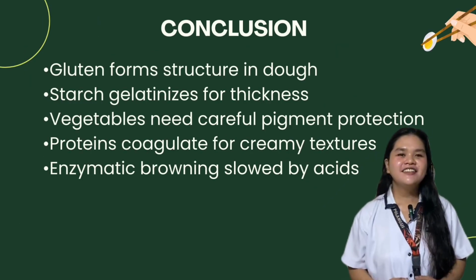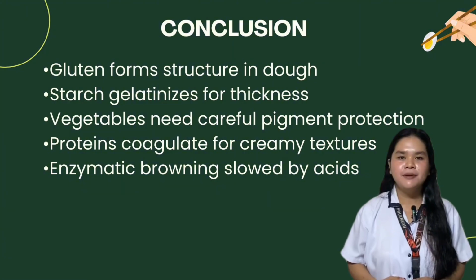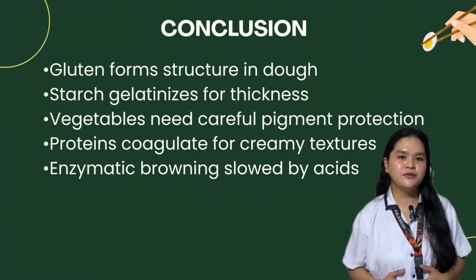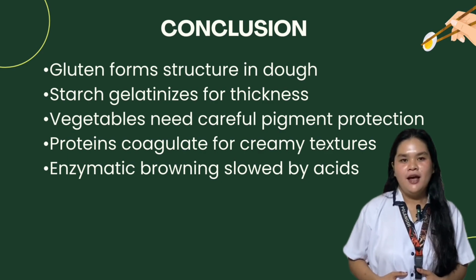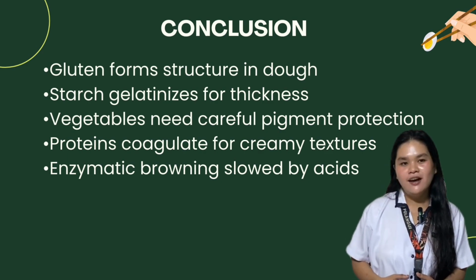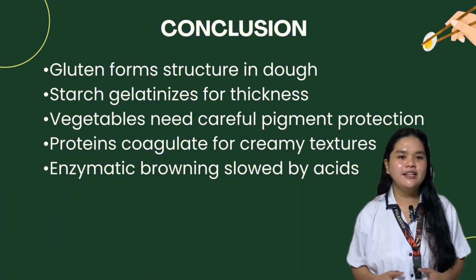Overall, understanding the chemistry behind gluten, starch, pigments, proteins, and enzymatic browning helps us control the quality of food. By applying the right techniques, we can improve texture, color, and flavor in different dishes.